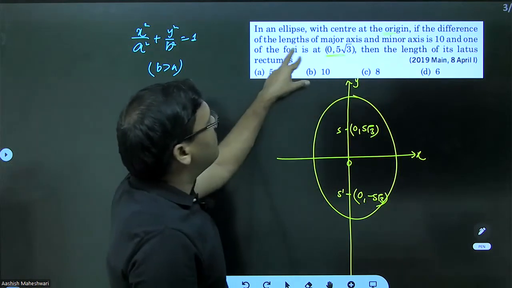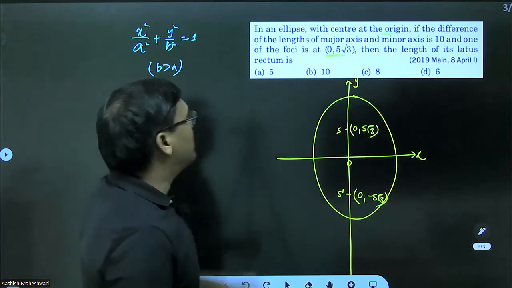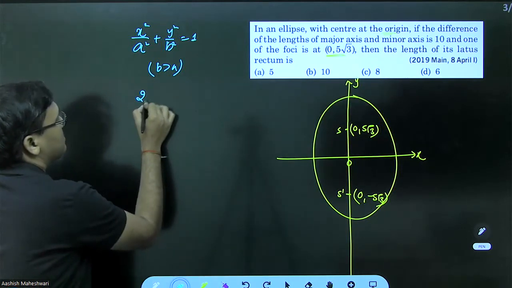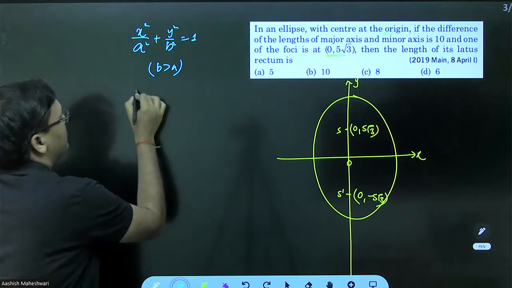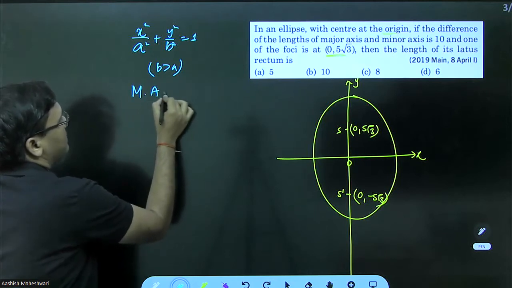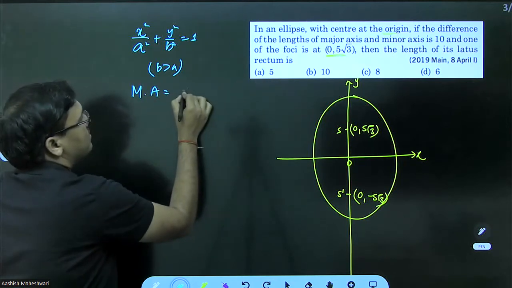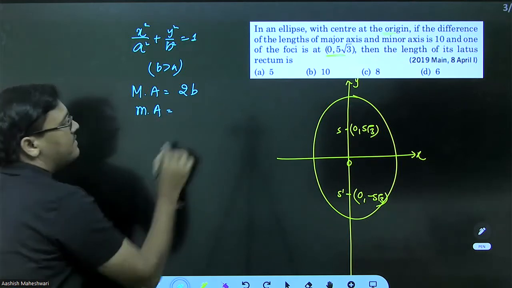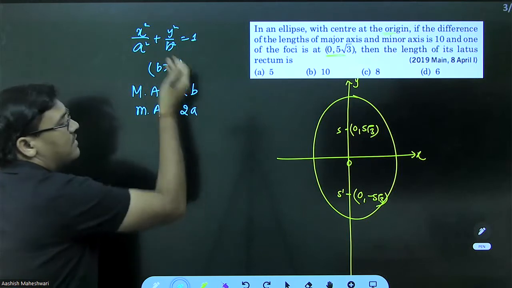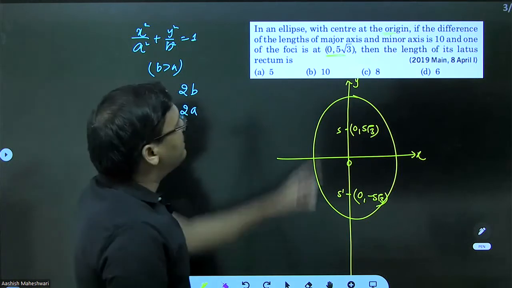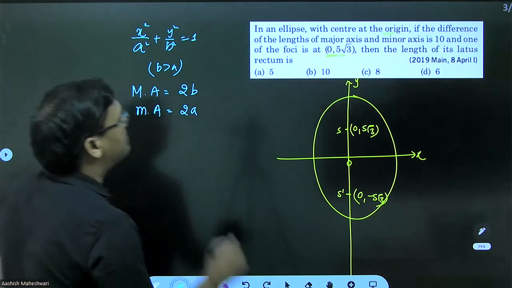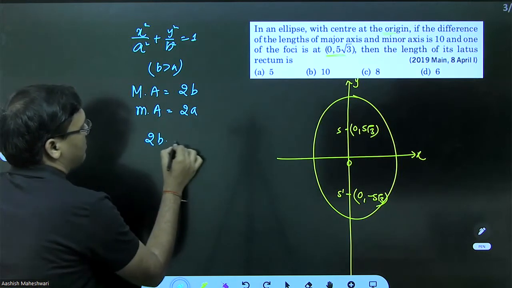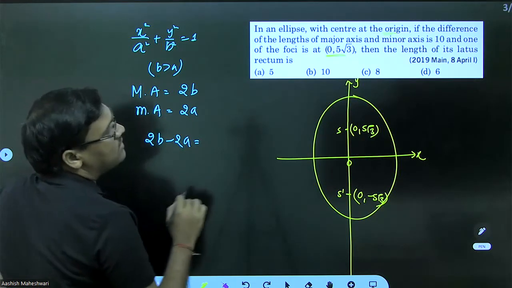The difference of length of major axis and minor axis. What is the major axis here? Major axis is 2b. What is the minor axis? Minor axis is 2a, because here a is less than b. So what is the difference of major axis and minor axis? This is 2b minus 2a. This is equal to 10.